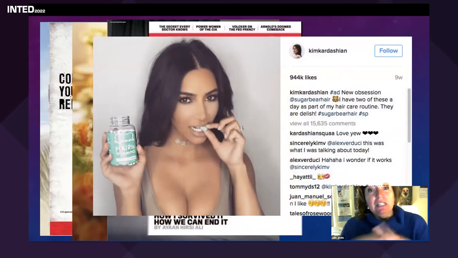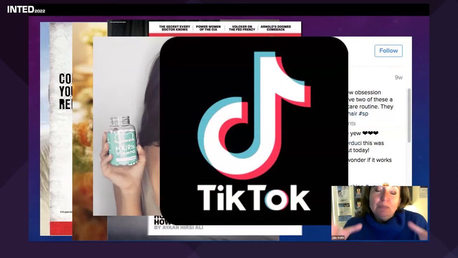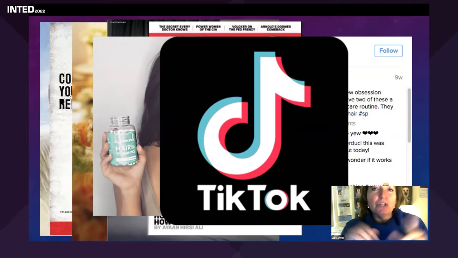Media messages also tell us that it's most important how you look and that it's very easy to shill products on Instagram for $50,000 a pop. And even the formats or the platforms can teach us things. TikTok, of course, is performance-based, right? But it also teaches us that nothing is worth paying attention to if it lasts longer than 15 seconds.